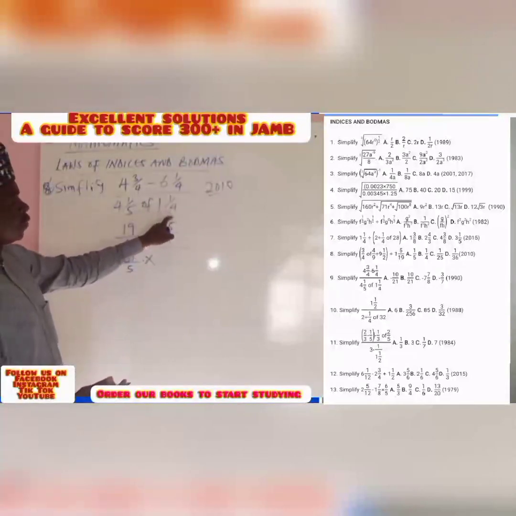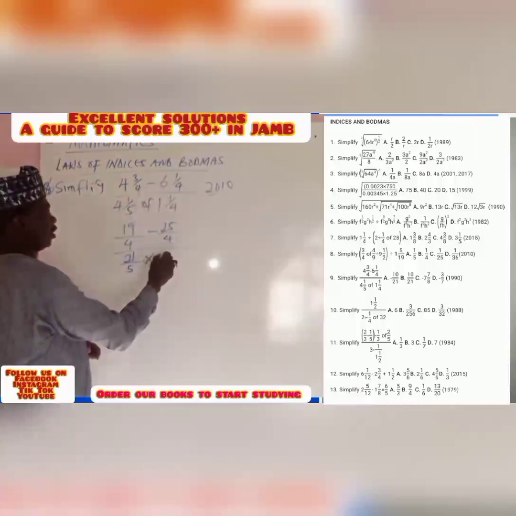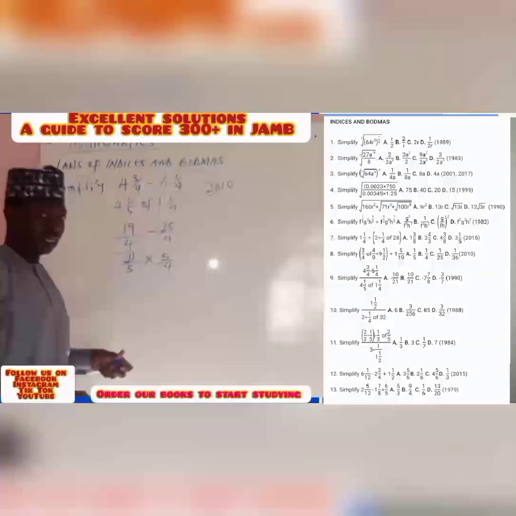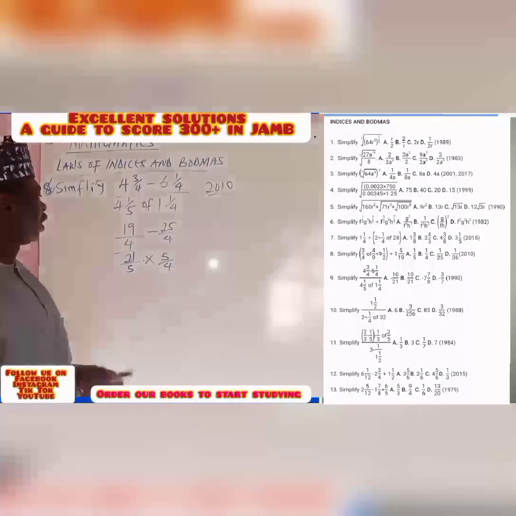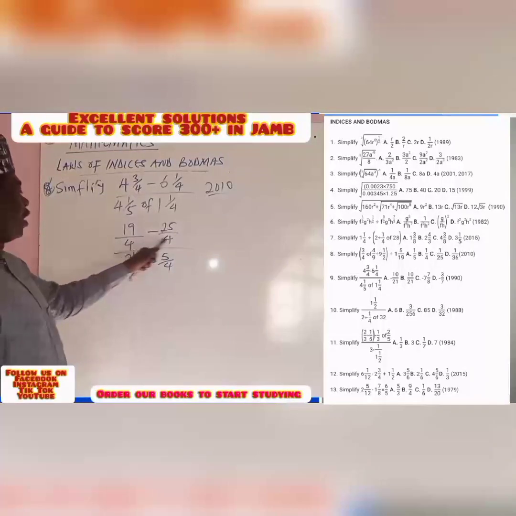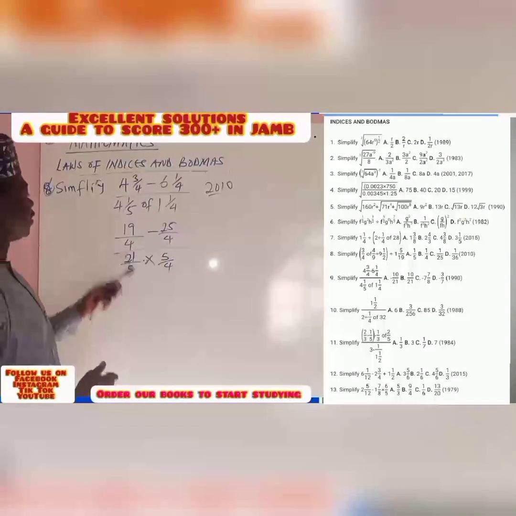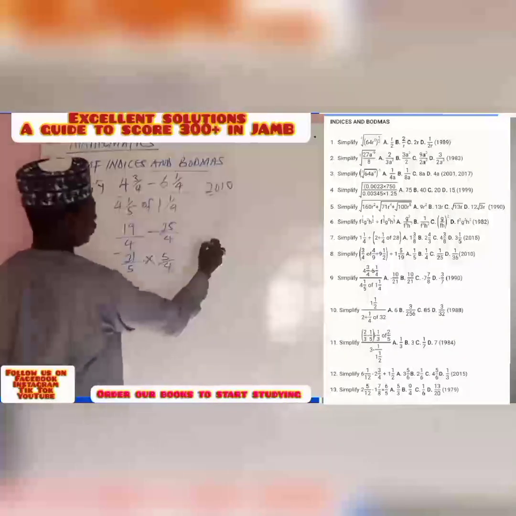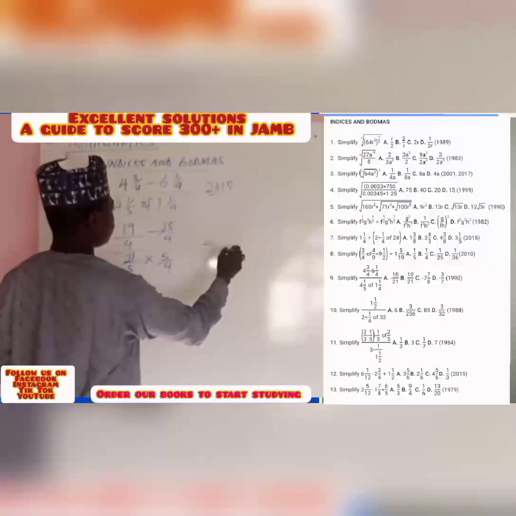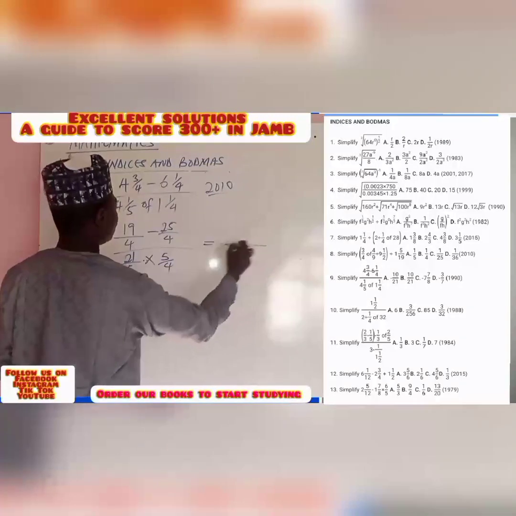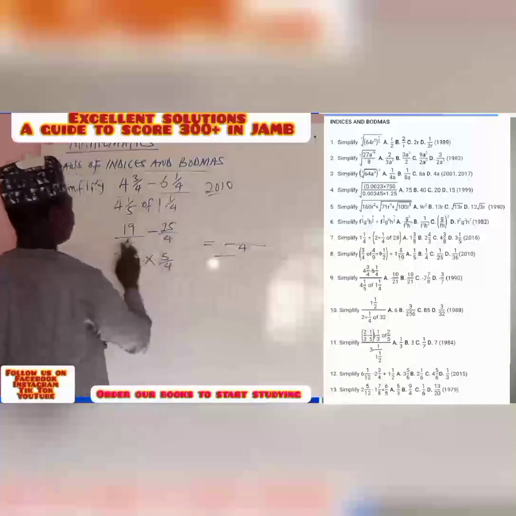1 times 4 is 4 plus 1 is 5. So we now have 5/4. So if we now look here, the LCM of this 4 and 4 is still 4. So we can leave this one as saying equals to LCM is 4. 4 by 4 is 1.